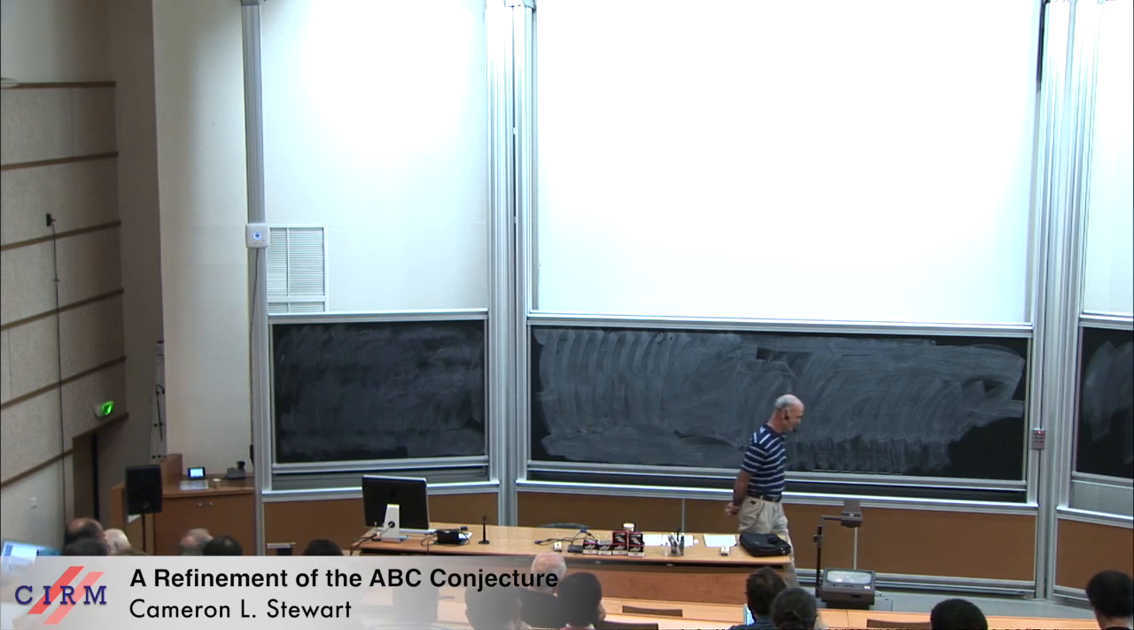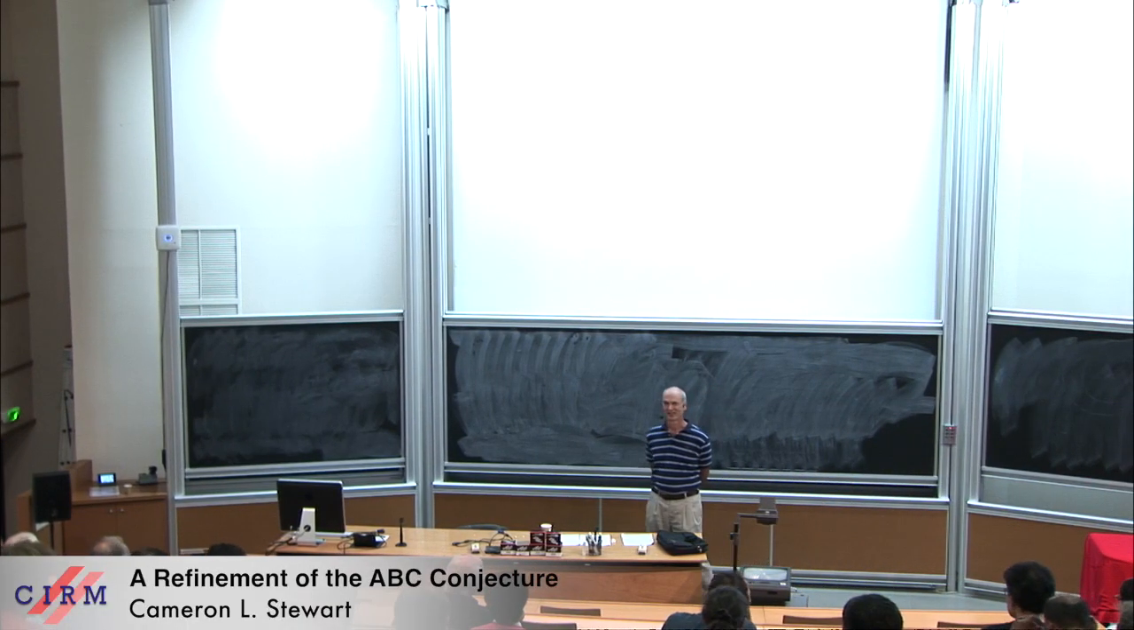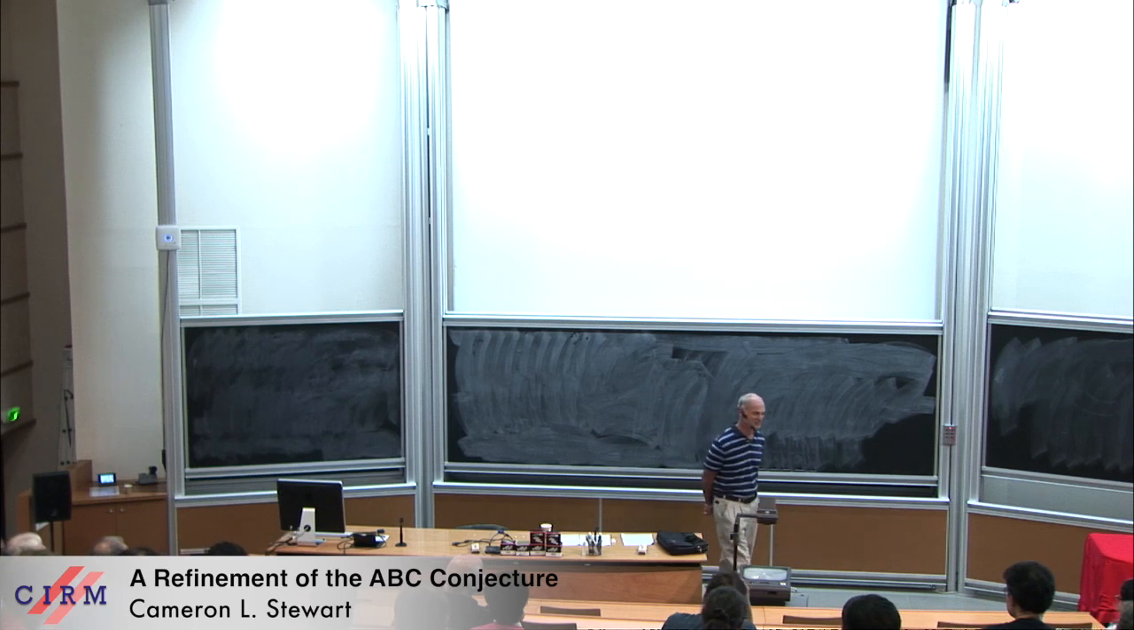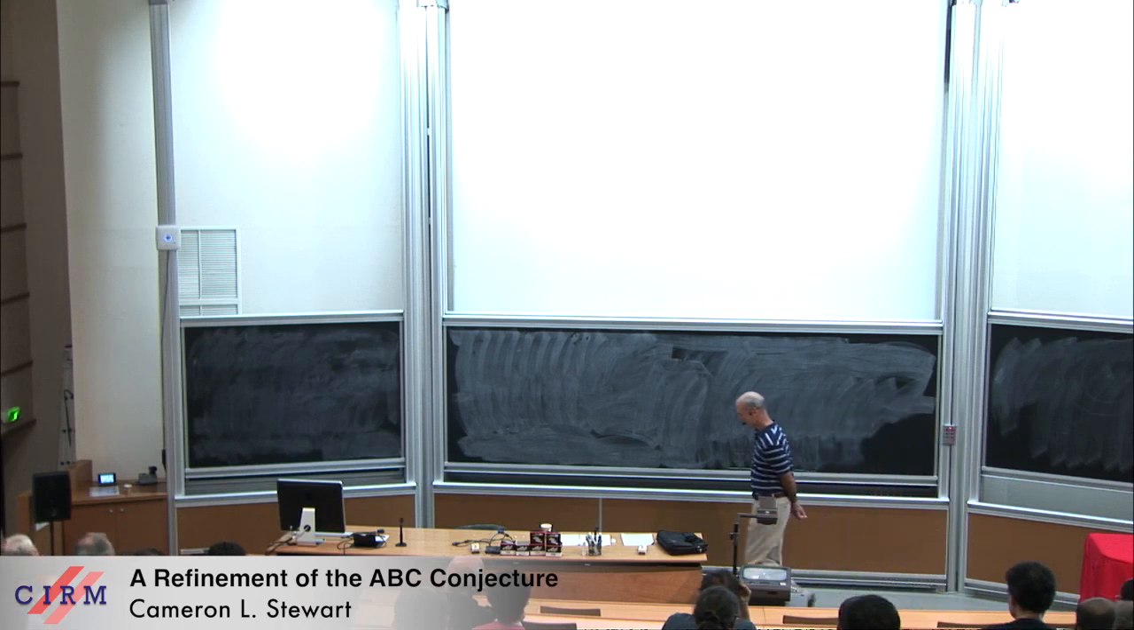In spite of Mike's introduction, I will be doing the easy thing in this lecture, and that is, rather than prove a refinement of the ABC conjecture, I will give a refinement of the ABC conjecture. That is, I will give another conjecture. But anyway, okay. So let me set the stage here.